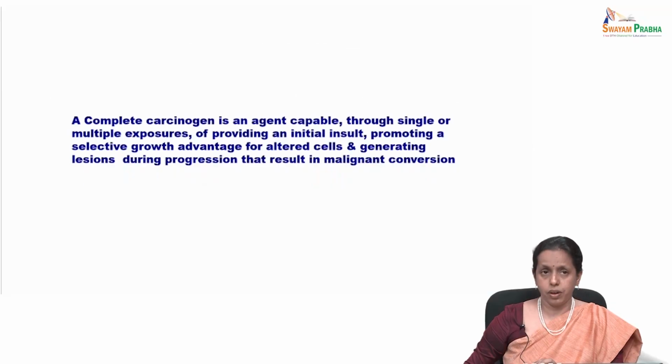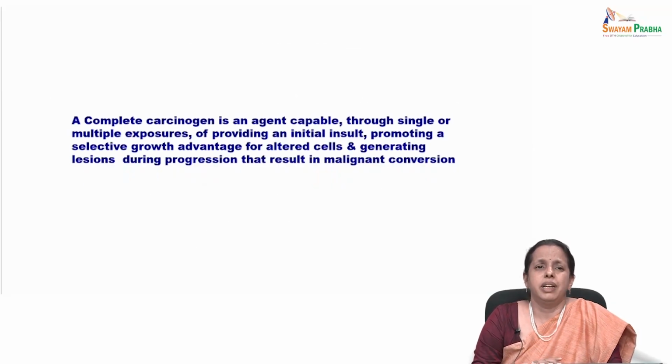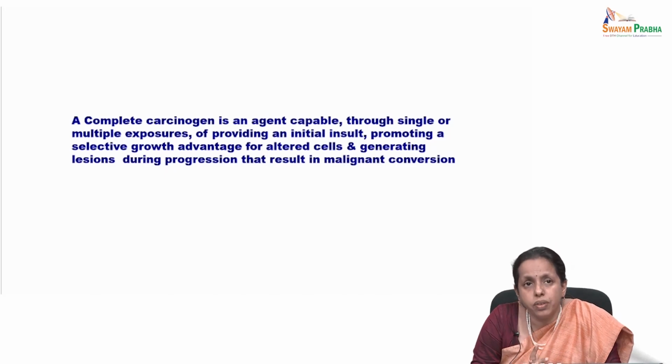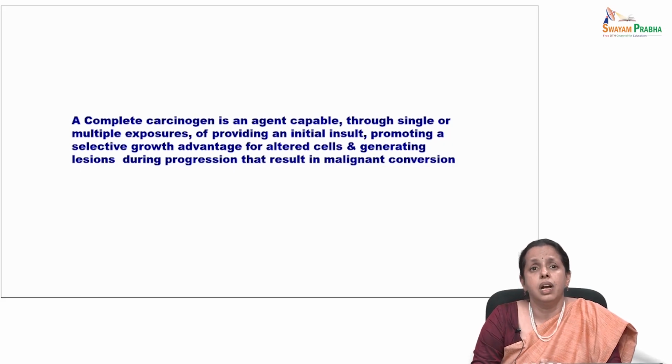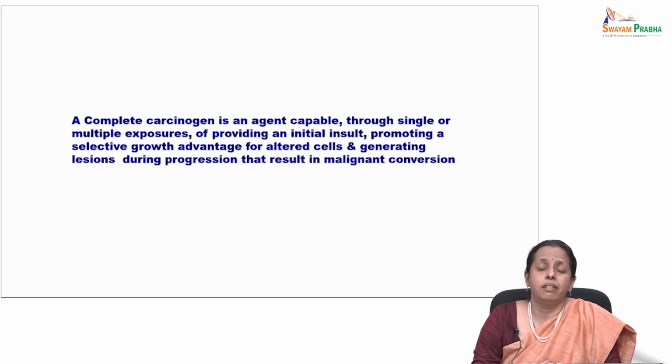Let's start with a basic definition of a carcinogen. It is an agent that is capable, through single or multiple exposures, of providing an initial insult or initial damage which promotes the selective growth advantage of altered, aberrant cells. As a result, lesions are generated during progression, which could result in malignancy. This is by far a very simple, straightforward definition of a carcinogen.